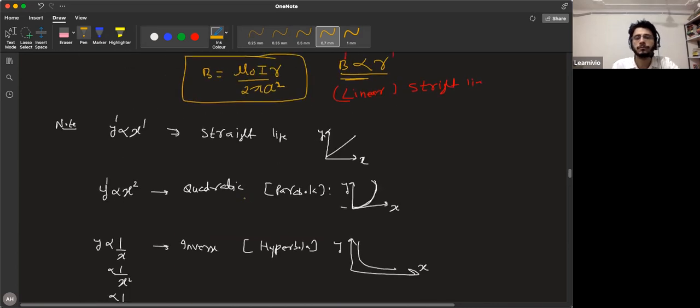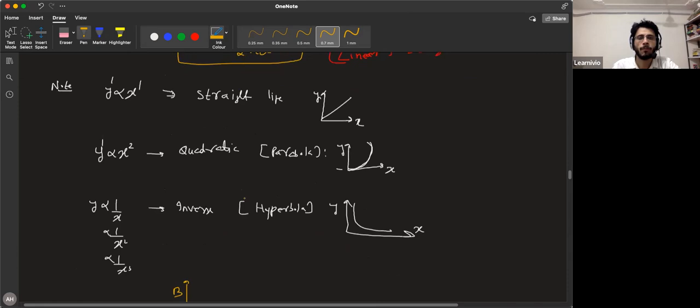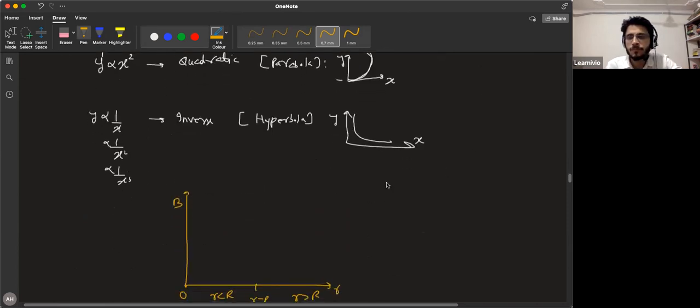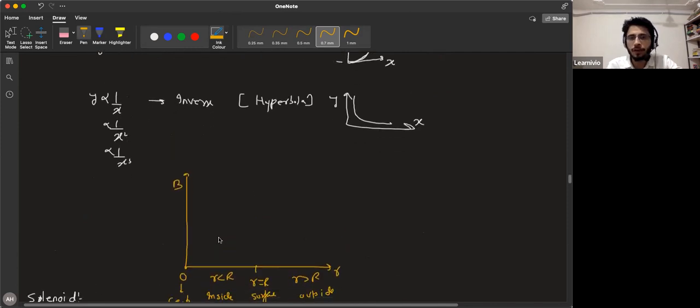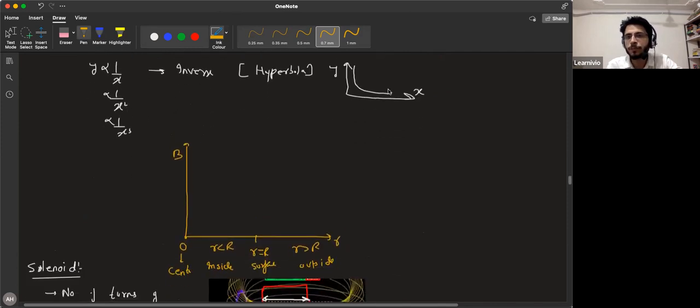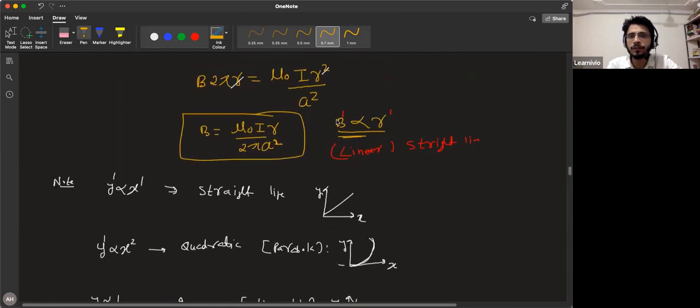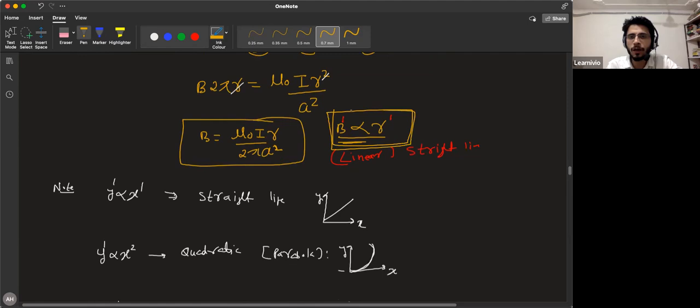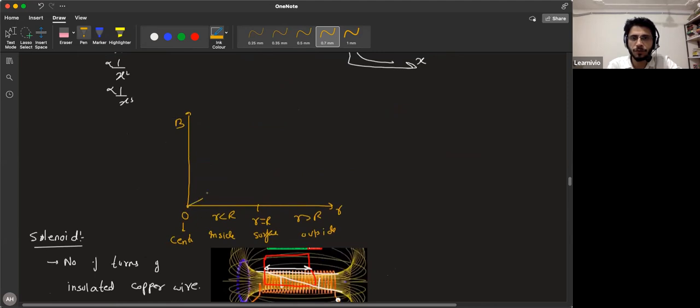Yes. You want to ask something? So you have to plot the B versus R graph. This is the inside region. Inside, your magnetic field is proportional to R. So Nabil Khan, what will be the shape of the graph if B is proportional to R? Straight line, parabola, hyperbola? A straight line. So inside, the graph will be a straight line.